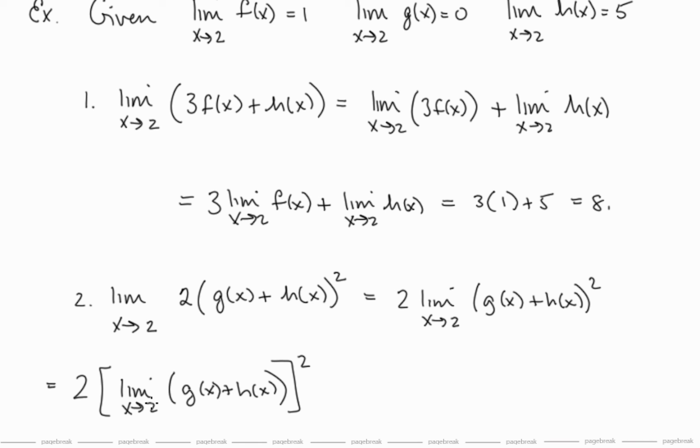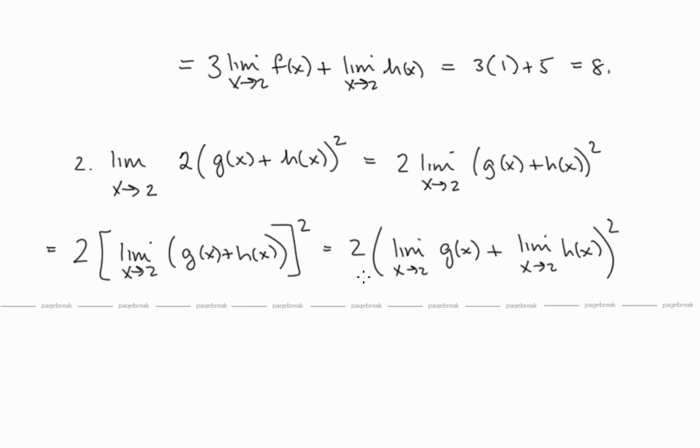And now we know we can separate these two limits because they both exist. So this is equal to 2 times the limit as x goes to 2 of g of x plus the limit as x goes to 2 of h of x, all of that squared. And so this is 2 times 0 plus 5, quantity squared, so that's 2 times 25, and that's 50.